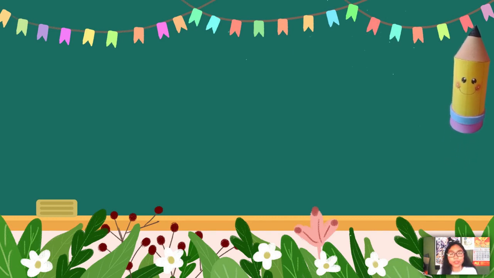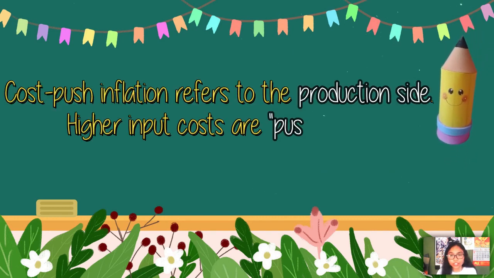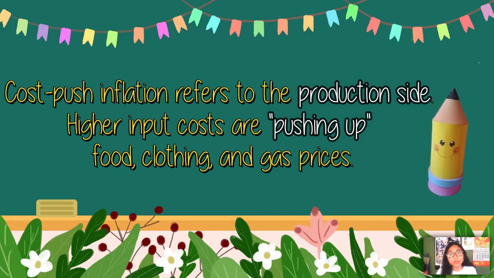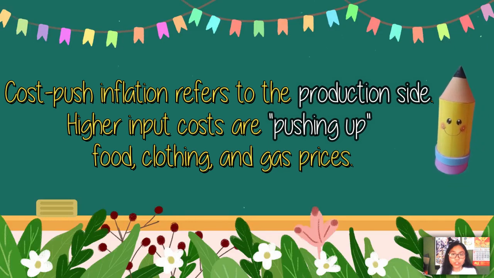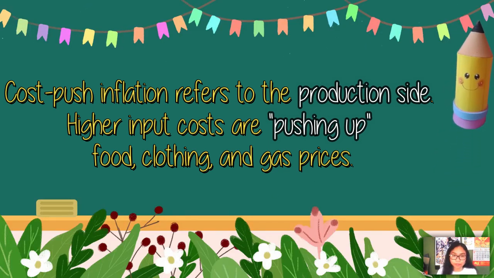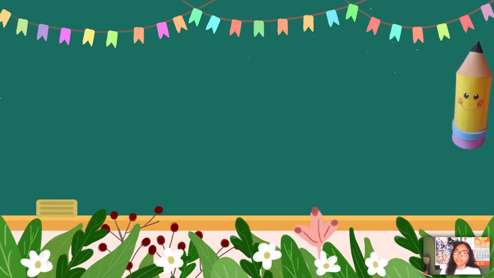So here's the key point. Cost push inflation refers to the production side. Higher input costs are pushing up food, clothing, and gas prices. So, to wrap this up, here are the key takeaways.